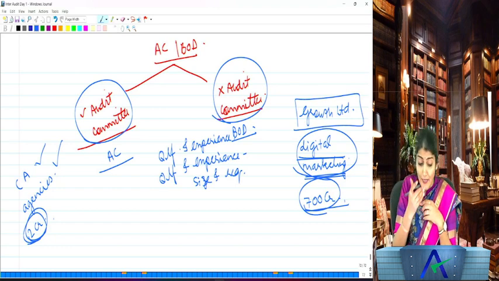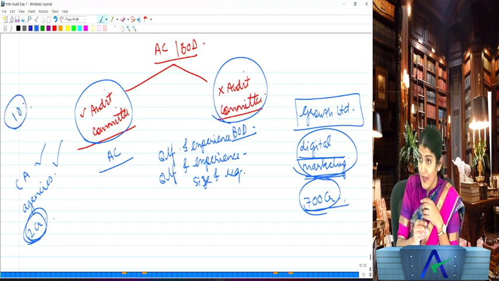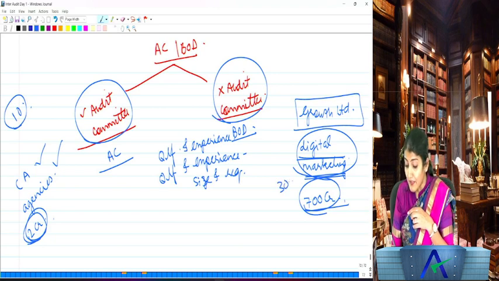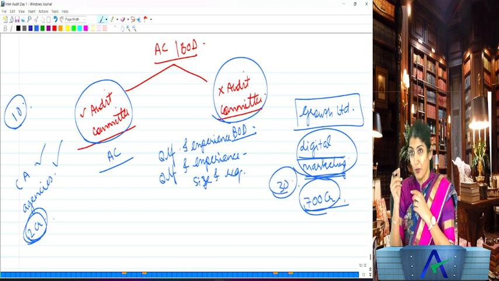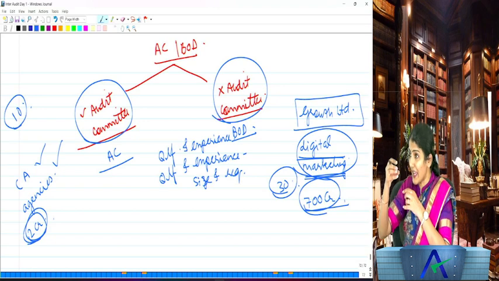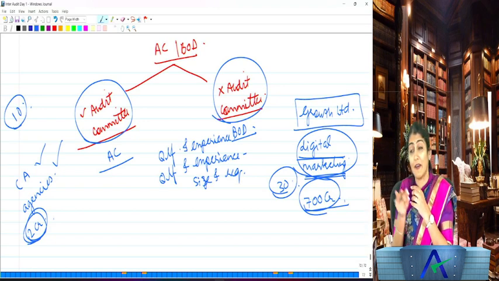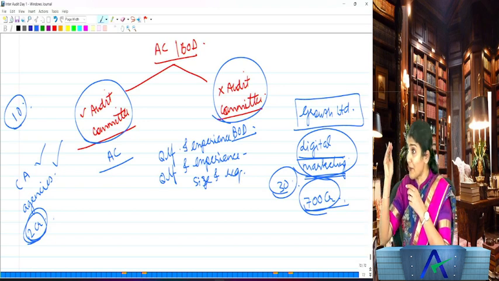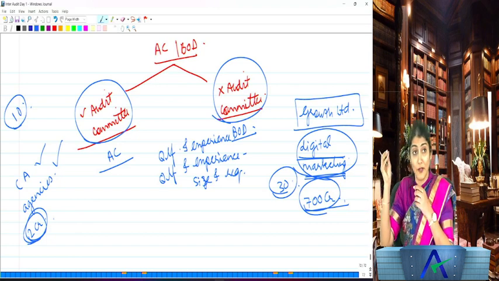Like say in the CA firm, there are only 10 people working. And now for this audit itself, you require 30 people in the team. So though they have the qualification, though they have the experience, is it matching with the size and requirements of the company? No, it is not matching with the size and requirements of the company.